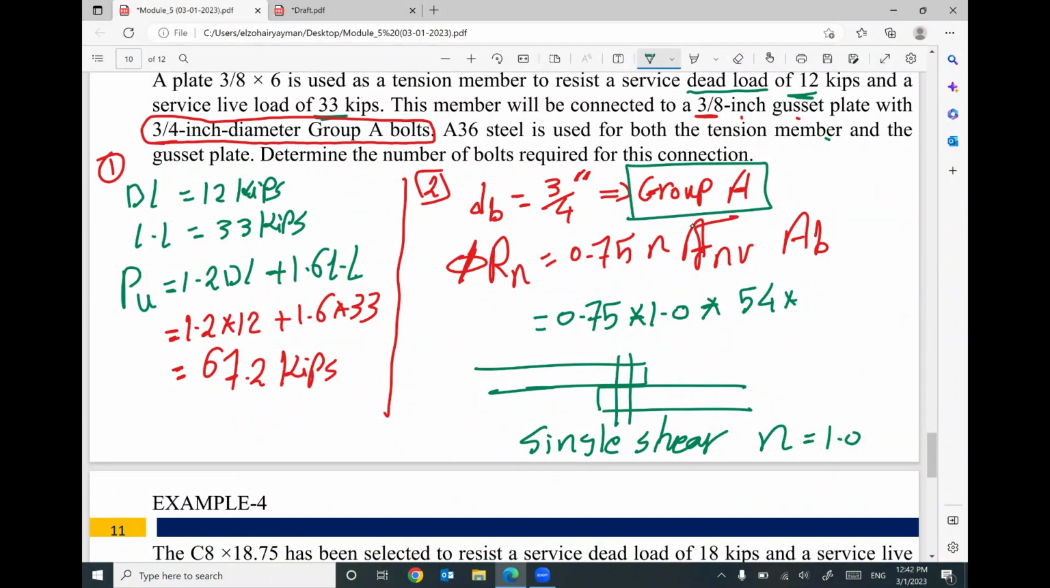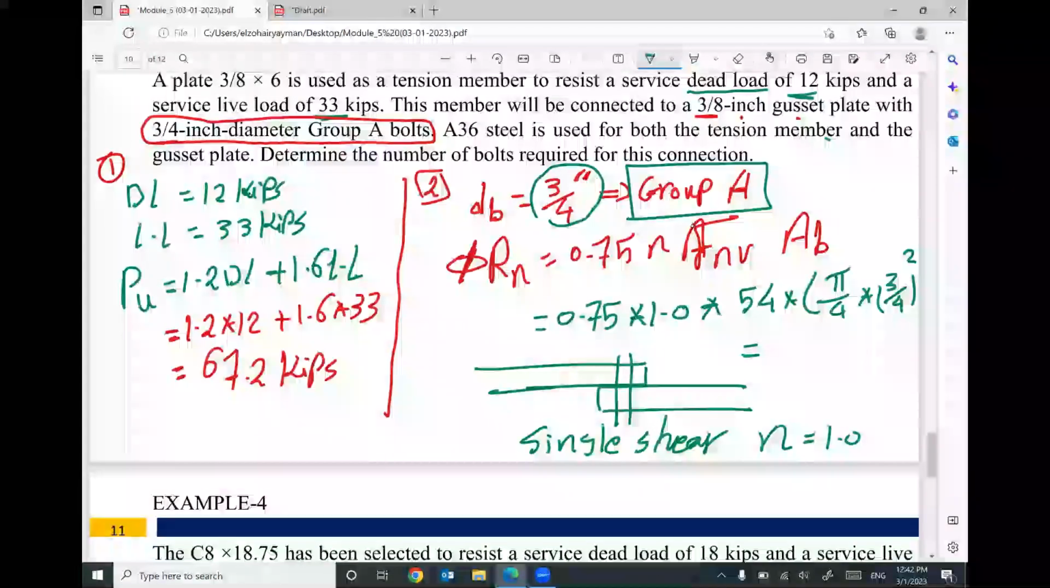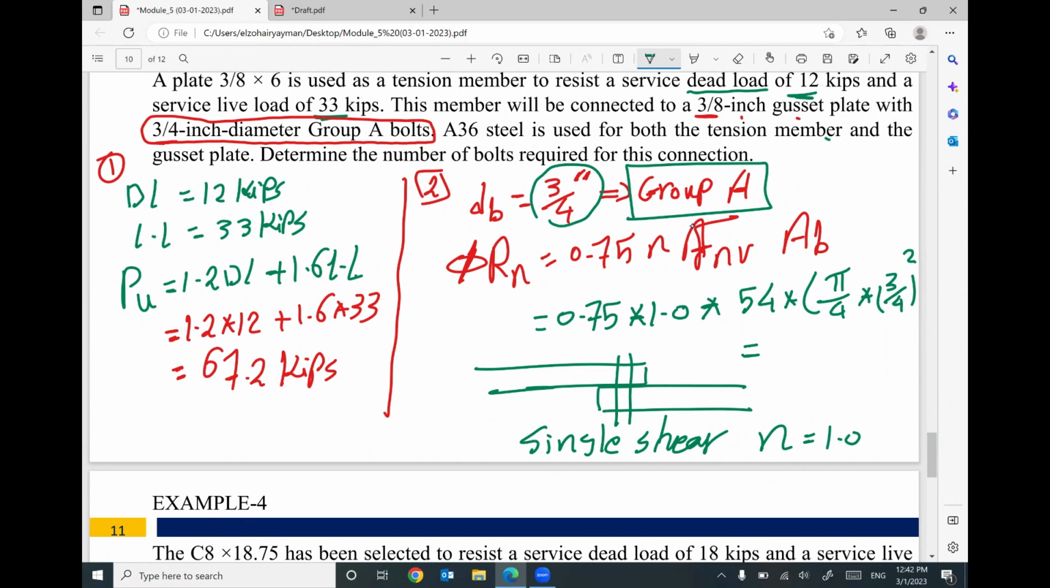The area of the bolt, since you have the diameter of your bolt, will be pi divided by 4 times 3/4 squared. So I can figure out the design shear strength of your bolt: 0.75 times 1 times 54 times pi divided by 4 times 3/4 squared. Your value equals 17.8 kip. This is the design strength for only one bolt.